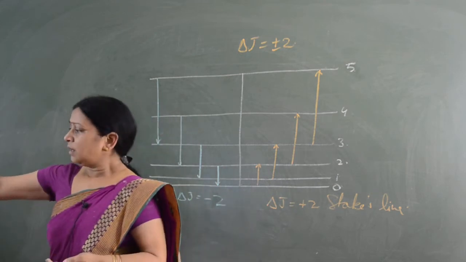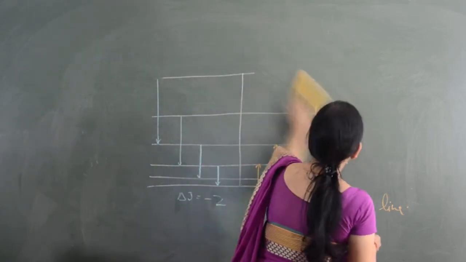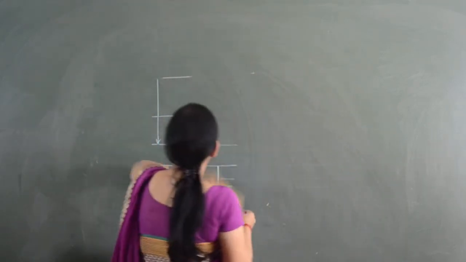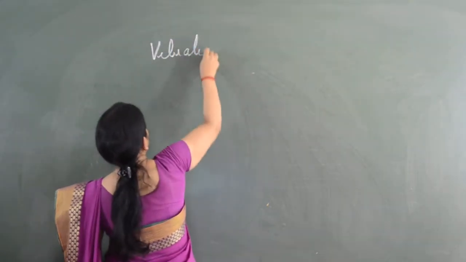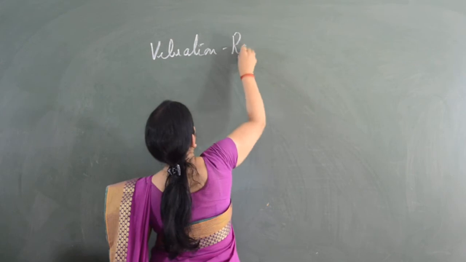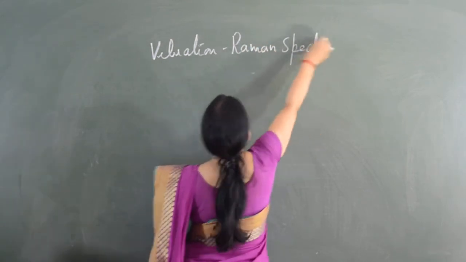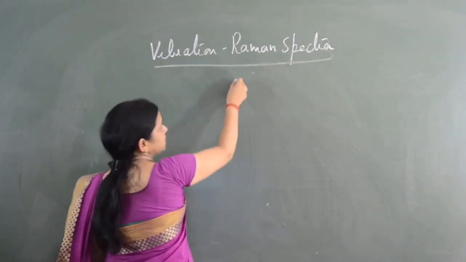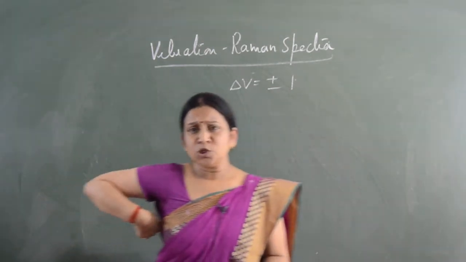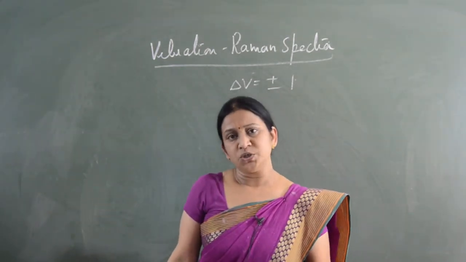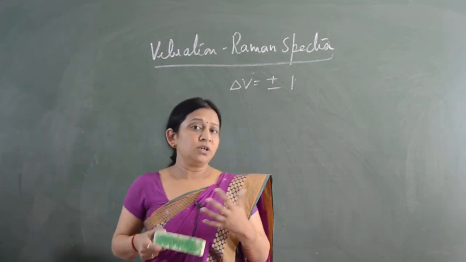Then we consider the vibrational Raman spectra. In vibrational Raman spectra, we are not going to discuss it in detail. In case of vibrational Raman spectra, the selection rule is delta V plus minus 1. Plus is for Stokes lines and minus is for anti-Stokes lines. So, this is considered in vibrational Raman spectra.